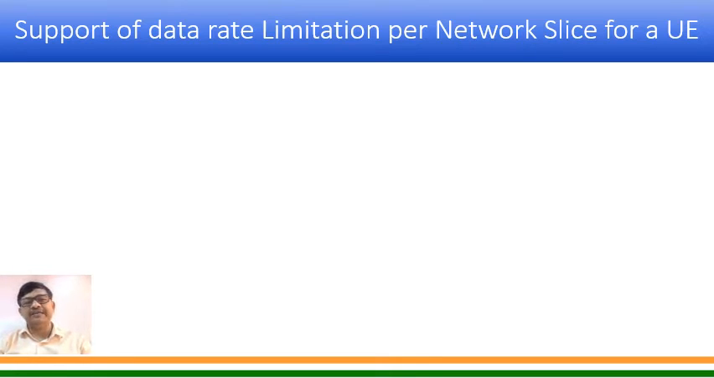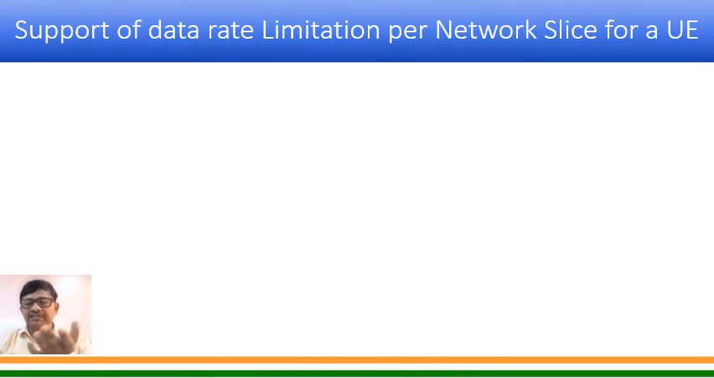One more feature has been added, which is support of data rate limitation per network slice for a UE. So what is this? If you look at the quality of service concept in 5G, for different types of quality of service, suppose there is a guaranteed bit rate or non-guaranteed bit rate, there is a concept of UE-AMBR, the aggregated maximum bit rate at the UE level which can be allowed, or a session AMBR. So within a PDU session, how much aggregated maximum bit rate can be allowed. That feature was there in release 15 and all.